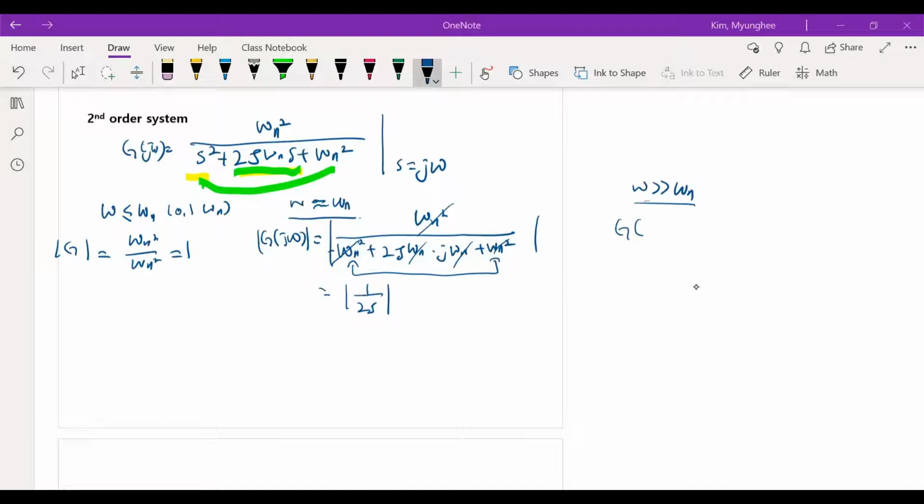It was my kid. So G(jω), the magnitude now, the other part is almost negligible. So then it becomes 1 over ω square.